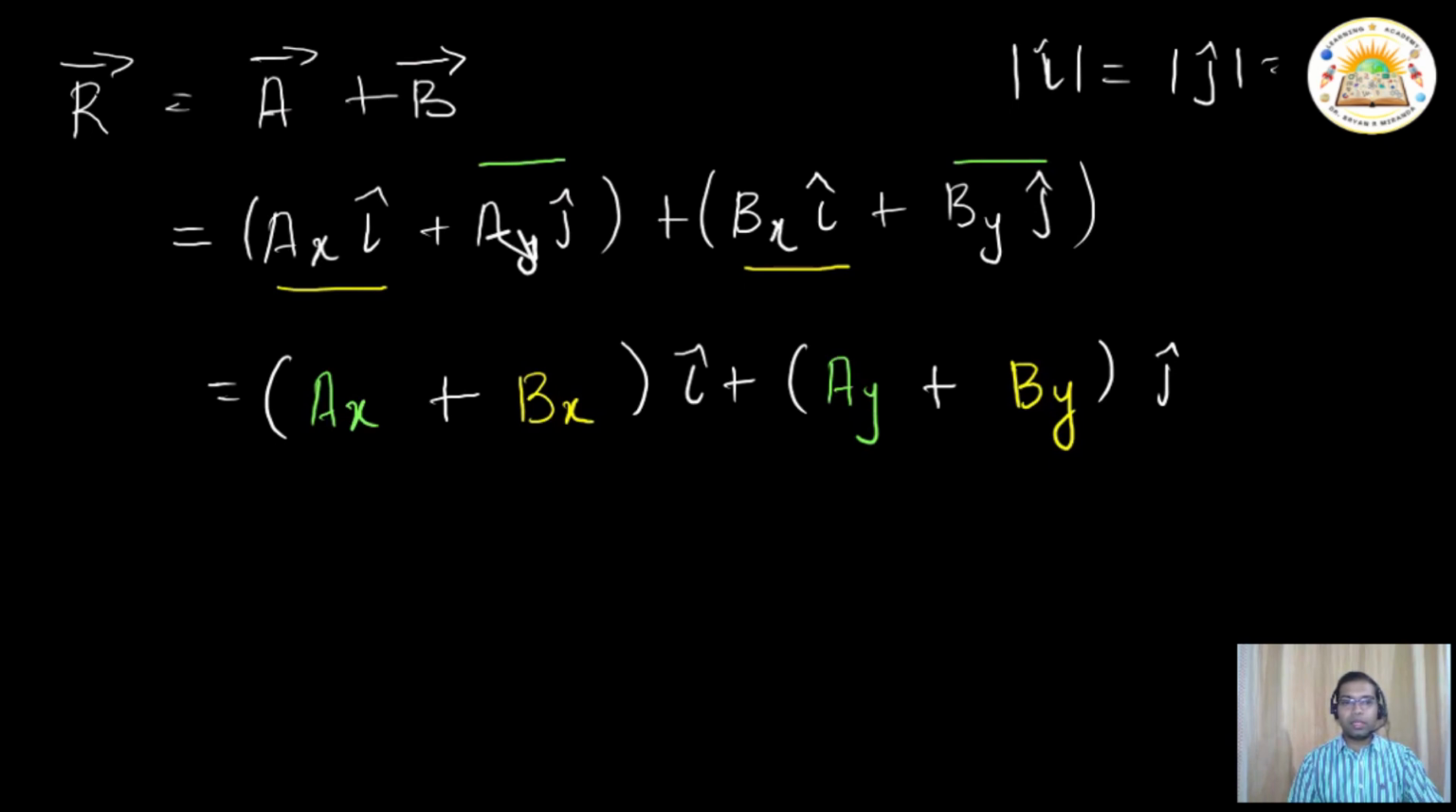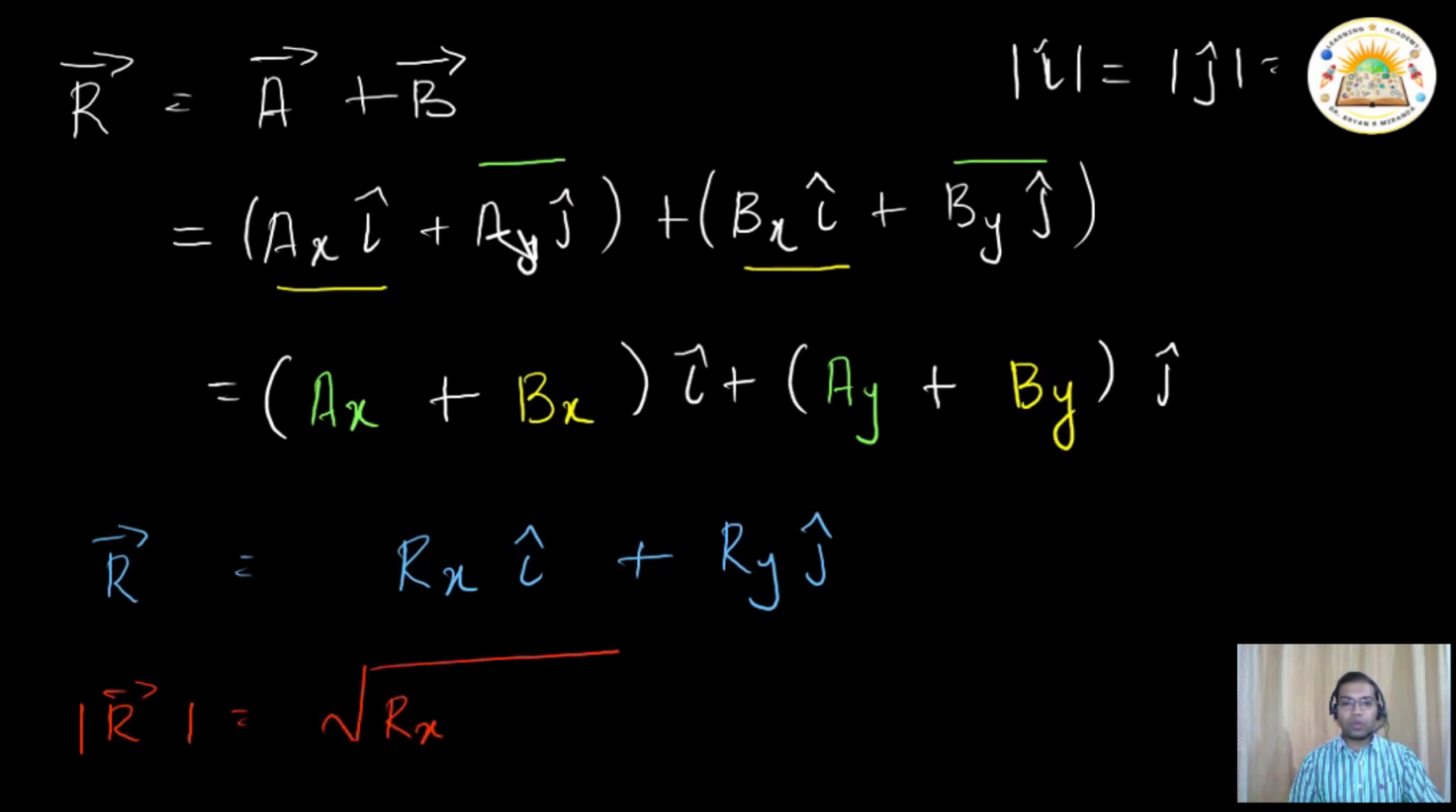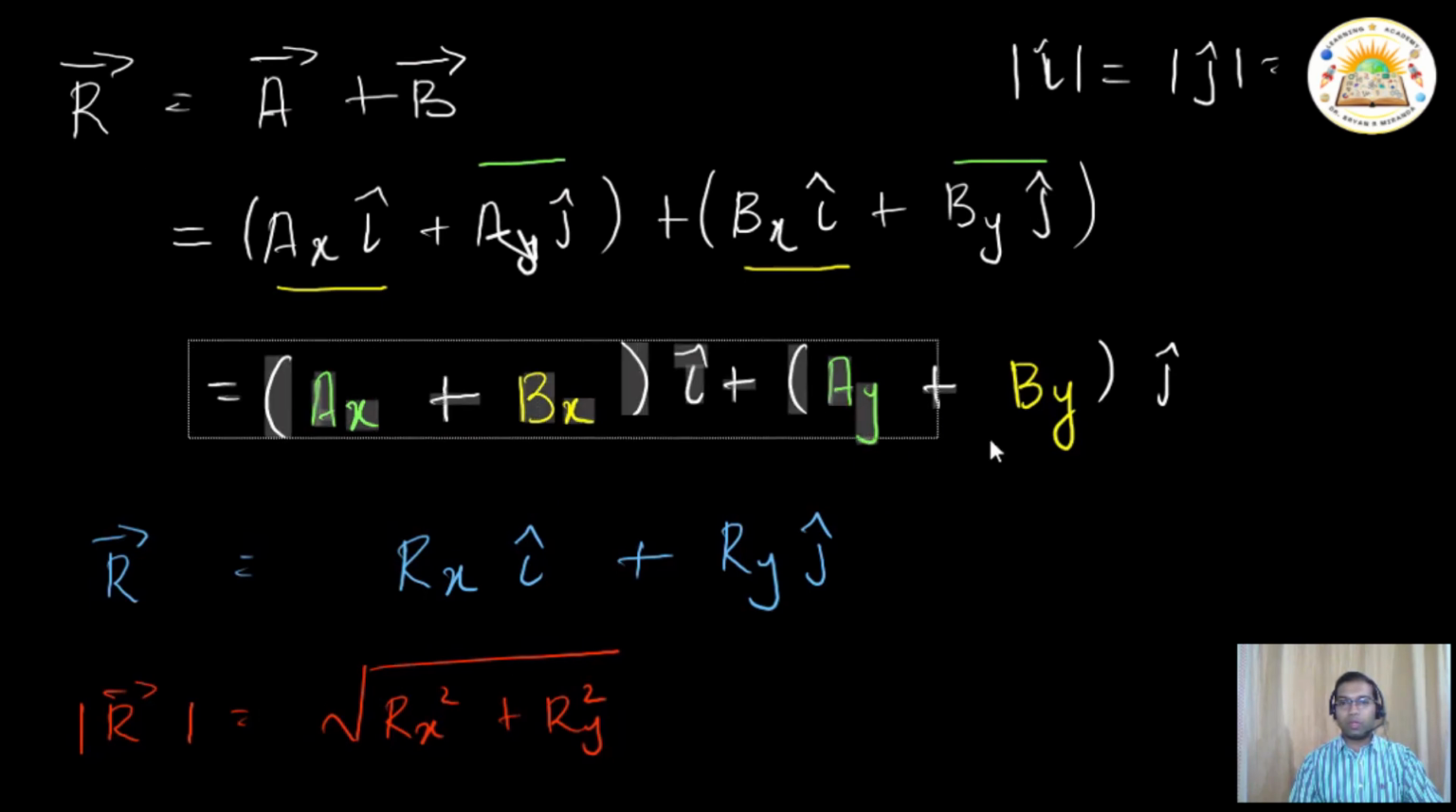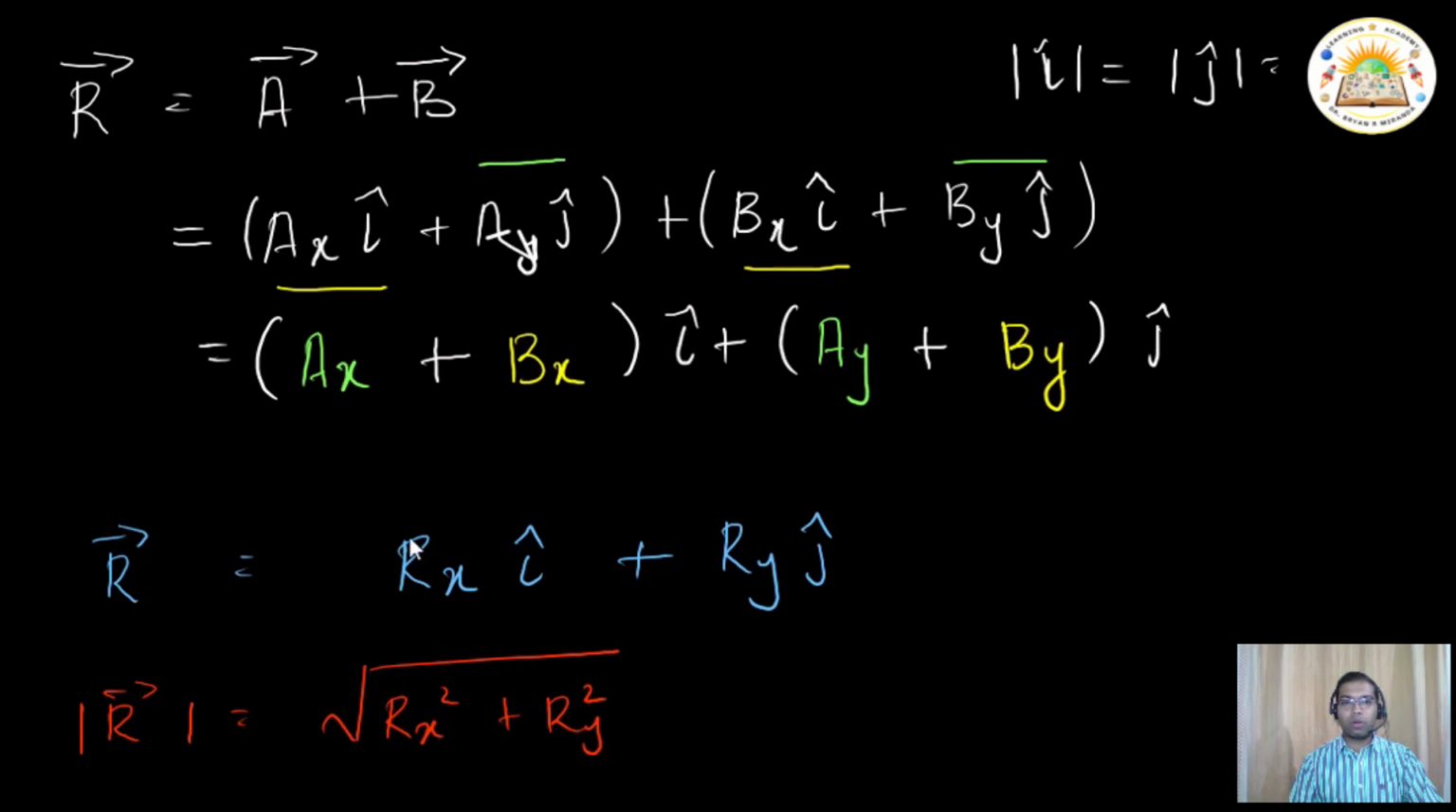And this is nothing but R_x i cap plus R_y j cap, which is equal to R vector. The magnitude of R vector is going to be the root of R_x square plus R_y square. So this is what we have done as of now. We have grouped the terms analytically and we have put them all together.